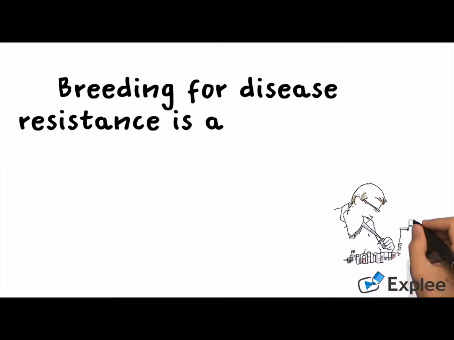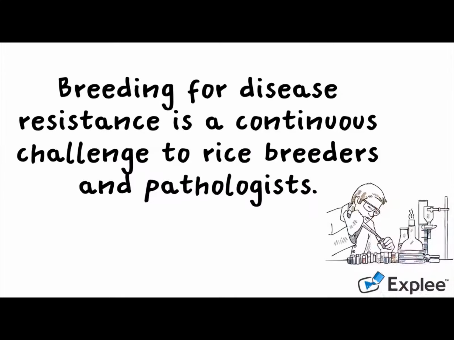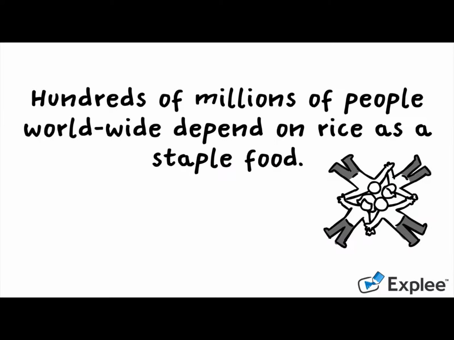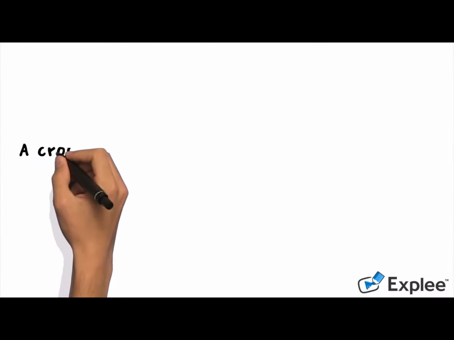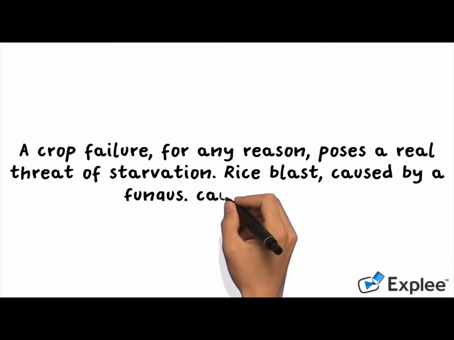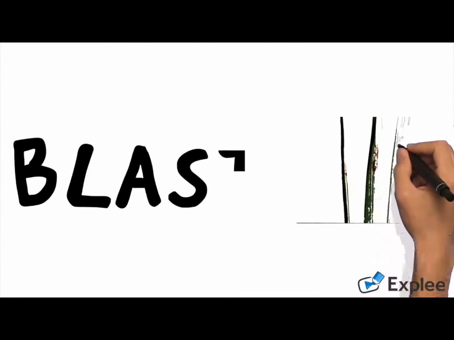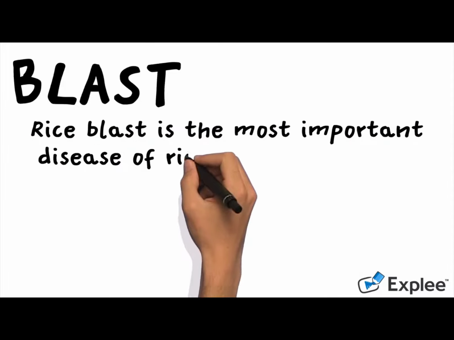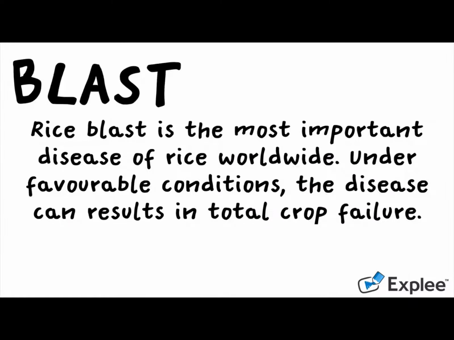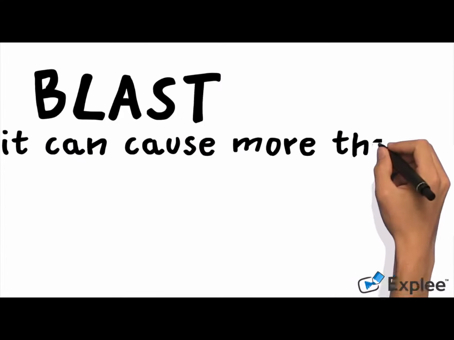Breeding for disease resistance is a continuous challenge to rice breeders and pathologists. Hundreds of millions of people worldwide depend on rice as a staple food. A crop failure for any reason poses a real threat of starvation. Rice blast, caused by a fungus, causes lesions. So what is blast, by the way? Blast, or rice blast, is the most important disease of rice worldwide. Under favorable conditions, the disease can result in total crop failure.